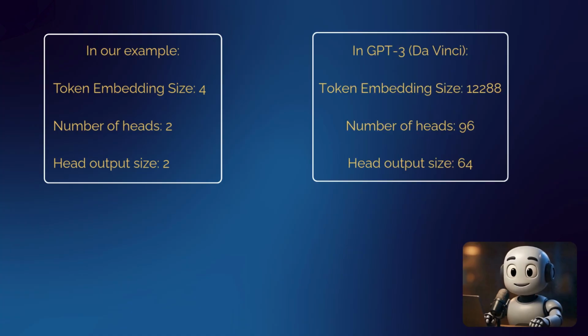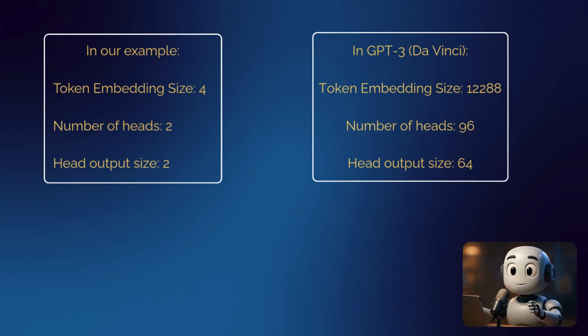In GPT-3 Da Vinci, the token embedding size is 12,288. That means they have 96 heads, each with different query, key, and value matrices, all learning different things, different relationships between the same set of tokens. And the head output size is 64. In GPT-5, the numbers aren't published, but the assumption is it's around 20,000 for the token embedding size.